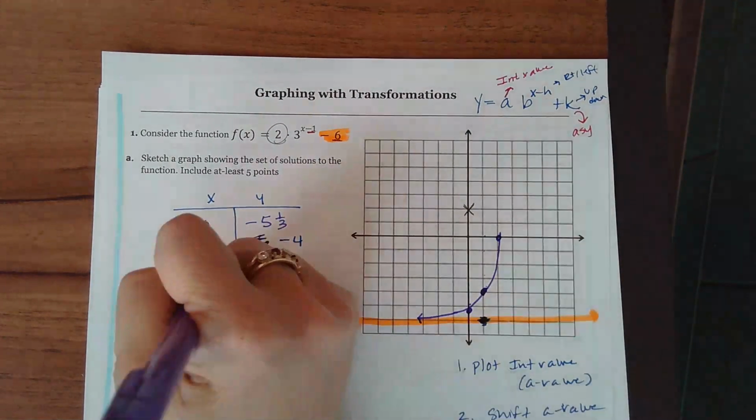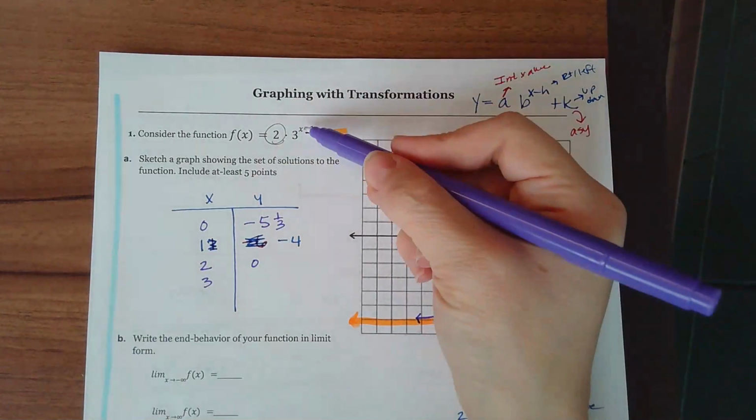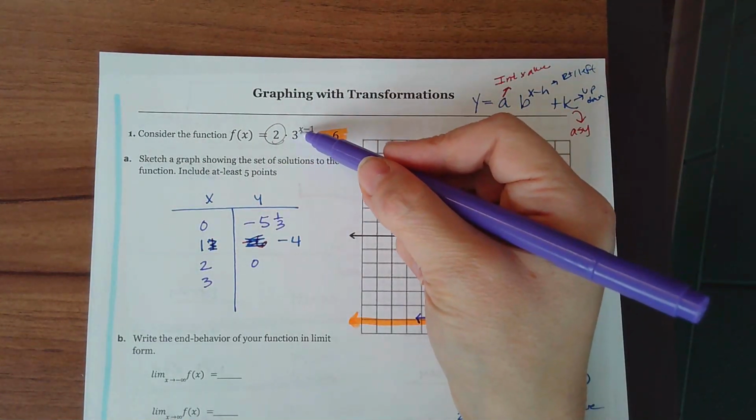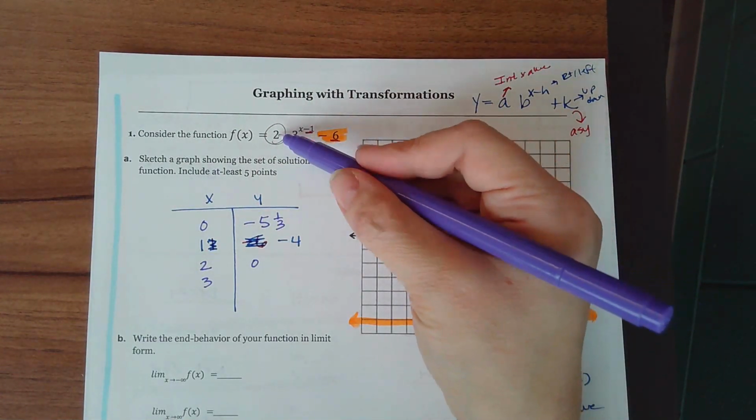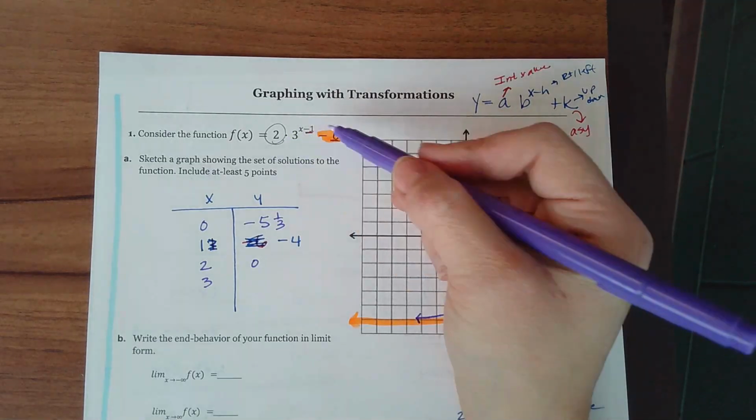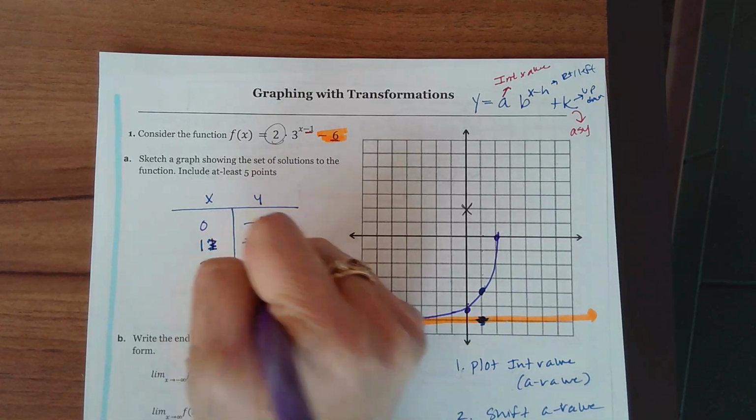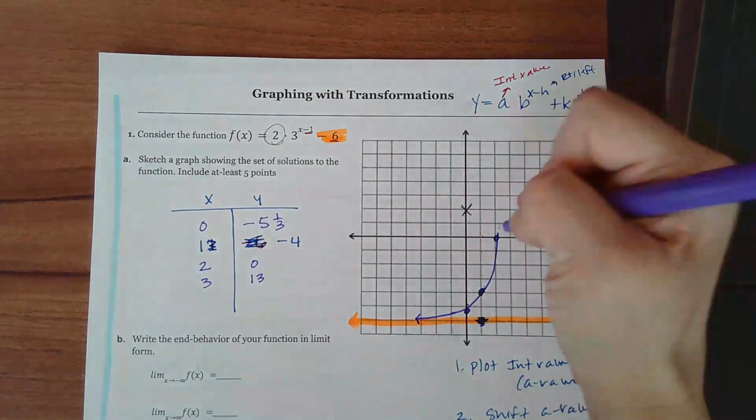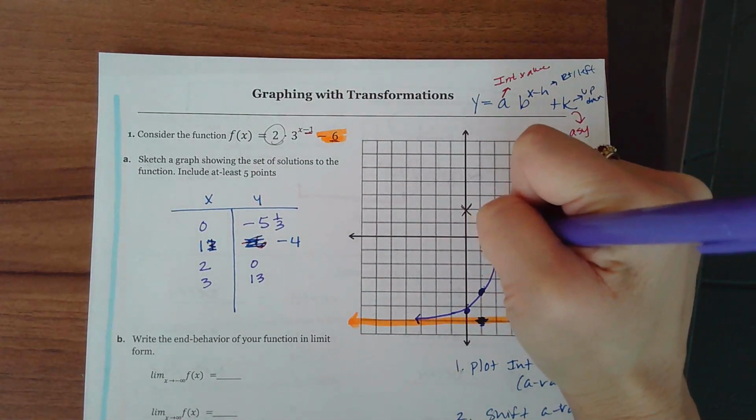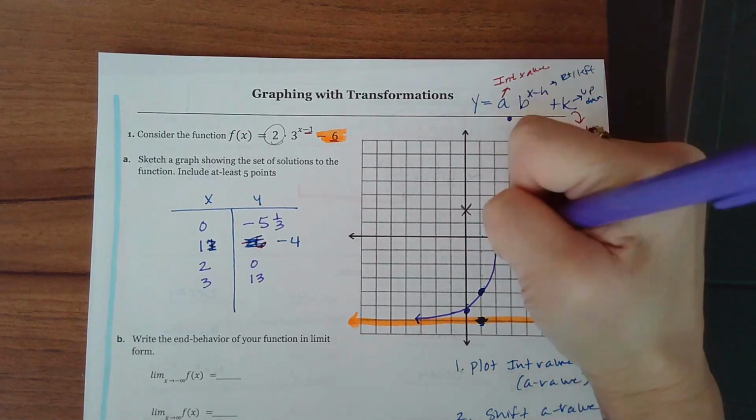I wanted 5 points, so now pick 3. 3 minus 1 is 2. 3 to the second power is 9. 9 times 2 is 18. And 18 minus 6 is 12. 18 minus 6, yeah. So we're going to be off my grid here. We're going to be way up here.